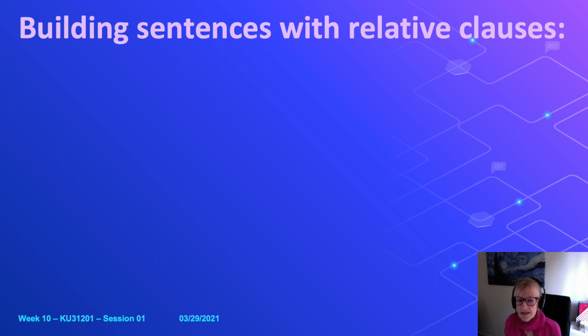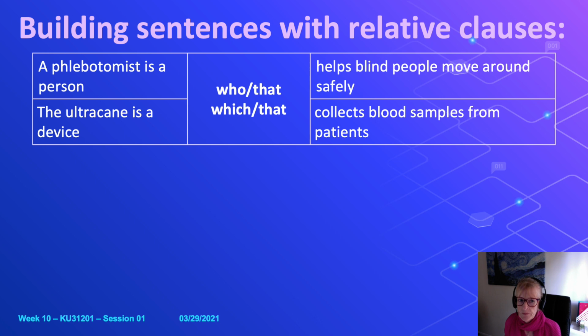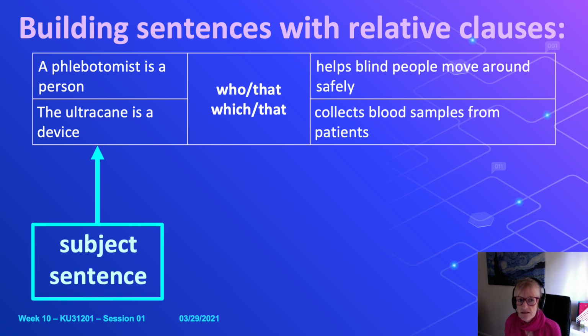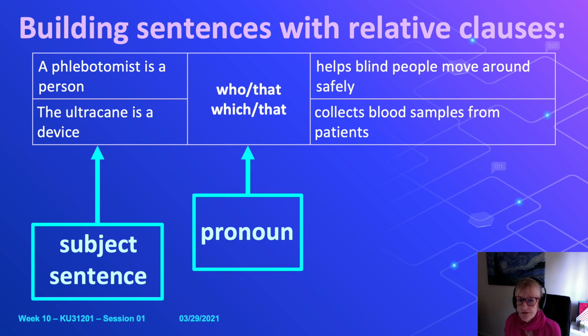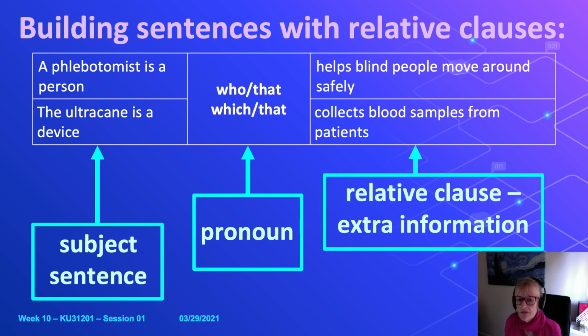We'll also do this activity with the second sentence just as a little bit of extra support. So our subject sentence, this time we're looking at, the ultra cane is a device. Then we'll need to select the pronoun. And because we're going to be talking about a device, the pronoun will either be which or that. And then we need to pick the relative clause that is the extra information about the ultra cane.